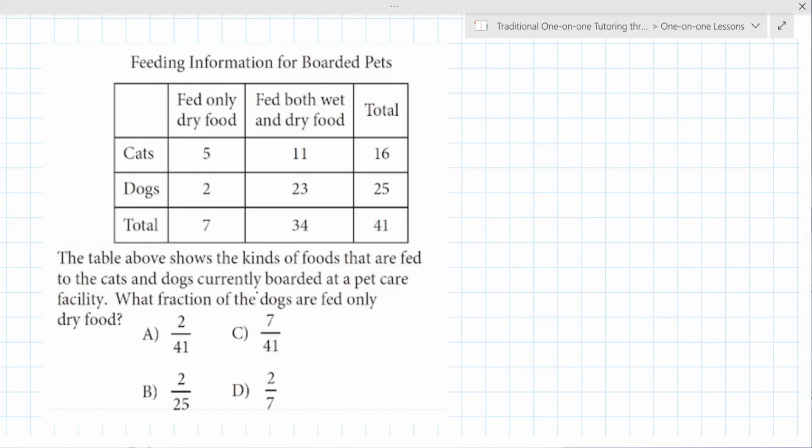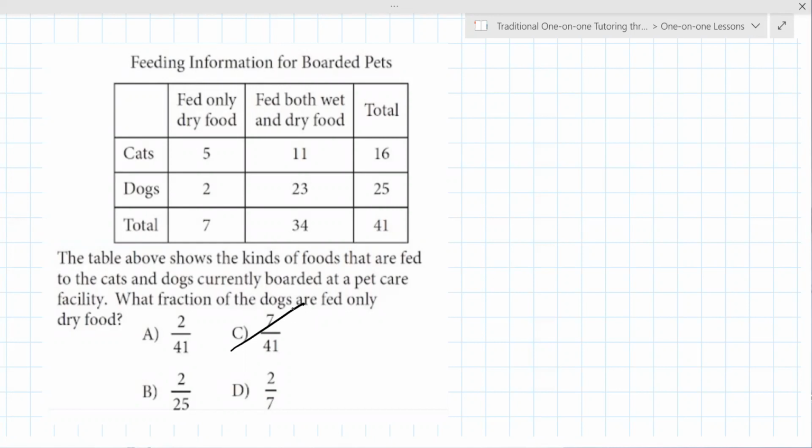What do you think here? So the amount that are fed dry food are 2. Okay. So that means we're either down to A, B, or D. And then it's either B or D.